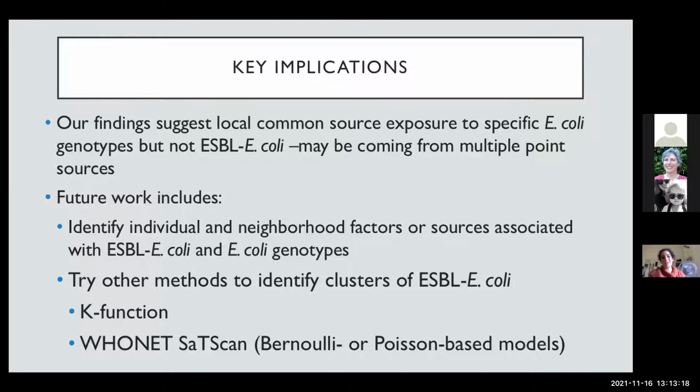And at this point, my team and I are discussing whether or not we should consider other methods to identify these clusters. So looking at K function or even considering the Bernoulli or Poisson-based models that WhoNet offers.